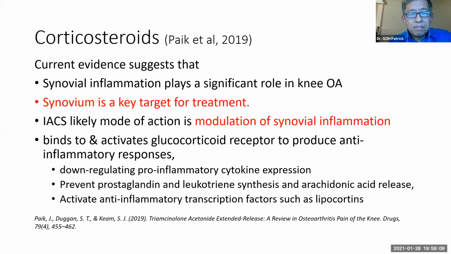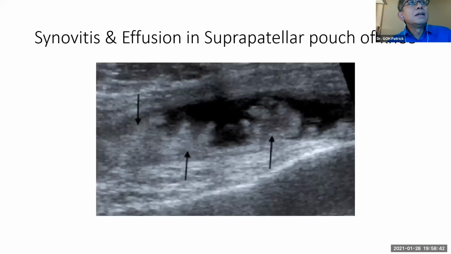2019. Now, the current evidence suggests that synovial inflammation is a key player in knee osteoarthritis, and particularly where it concerns pain in the knee. It is not the only player, but it is a key player. And corticosteroids primarily target the synovial membrane. And most likely the mechanism of action is modulation of synovial inflammation, and it binds to and activates some of the glucocorticoid receptors and produces various anti-inflammatory responses.